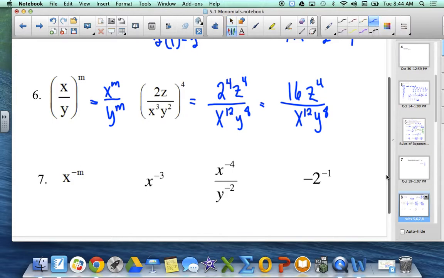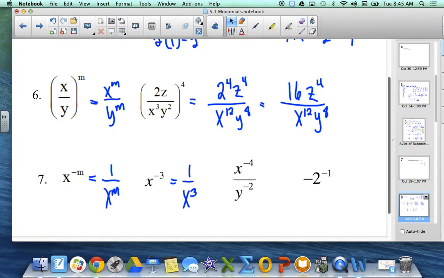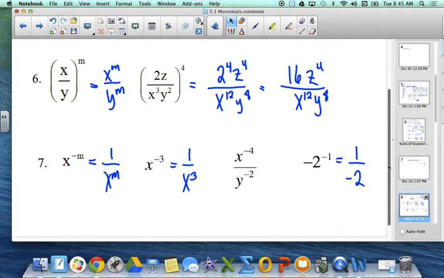Anything raised to a negative power is 1 over the number to the power. It means take the reciprocal. So in this case, this is 1 over x cubed. And now let's talk about this one. Well, we already know this one is 1 over -2 because we've already looked at that. But I would like to look at this problem separately.